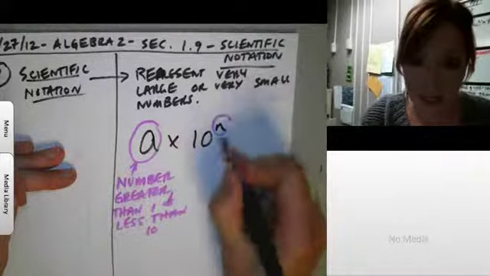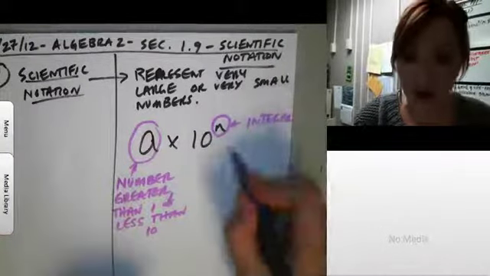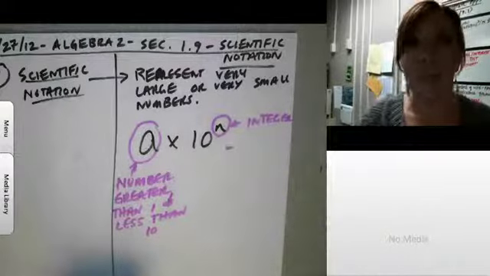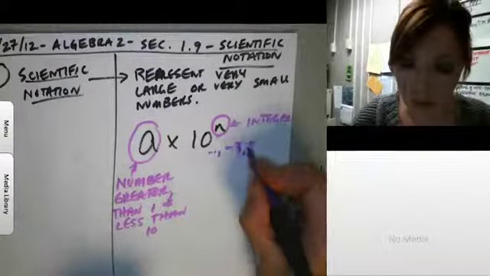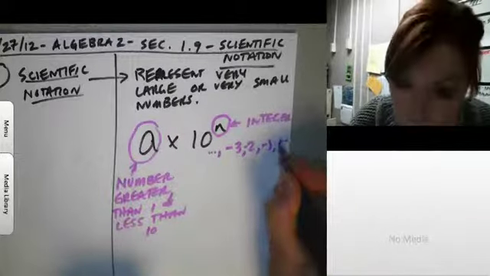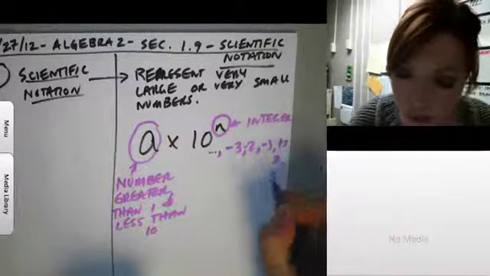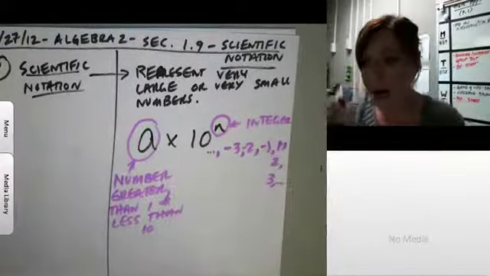Okay, n represents an integer. Remember, integers go from negative infinity all the way to positive infinity. So I'm just going to put a few of them over here. Negative 3, negative 2, negative 1, and on and on and on. Then 1, 2, 3, on and on and on. It does not include 0. You can't have times 10 to the 0 power.